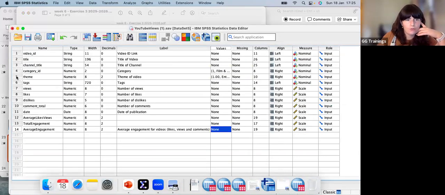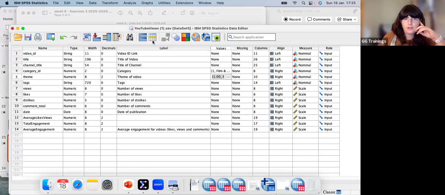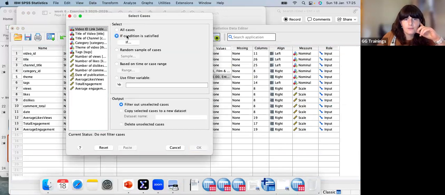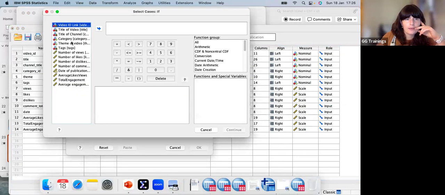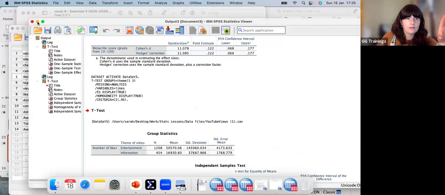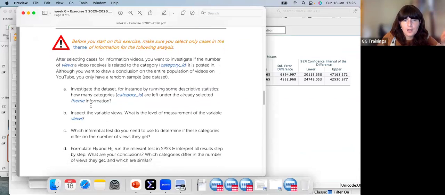Okay. So theme information is value number 3. So we go data, select cases. Okay, theme equals 3. And okay, cool. Now whatever analysis we run after this is only going to do it for informational videos. Okay, I want you to look at question A. Investigate the data set, for instance, by running some descriptive statistics. How many categories are left under the already selected theme information?